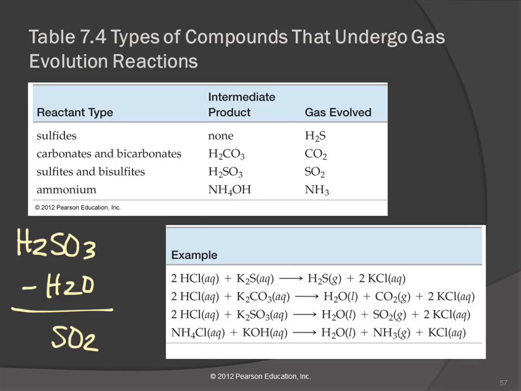The same thing happens with the ammonium hydroxide. If we take two hydrogens off and an oxygen off, we get ammonia. When we take a water molecule out of this, we get CO2. That's how I remember what gaseous product these form. It's just taking a water molecule out.